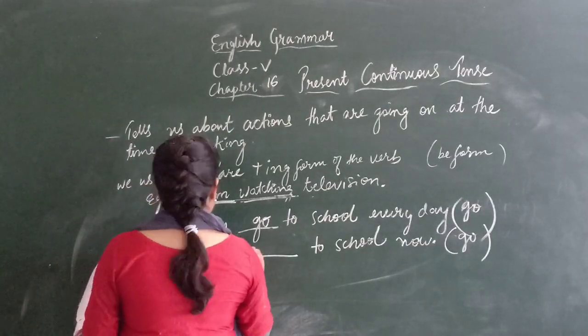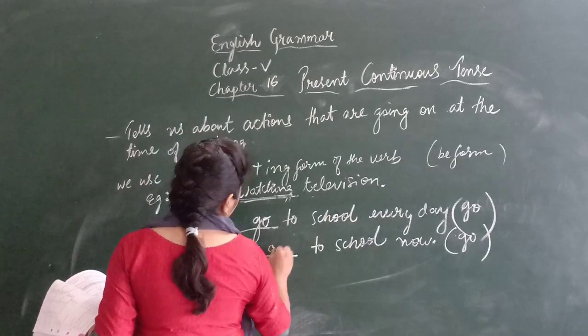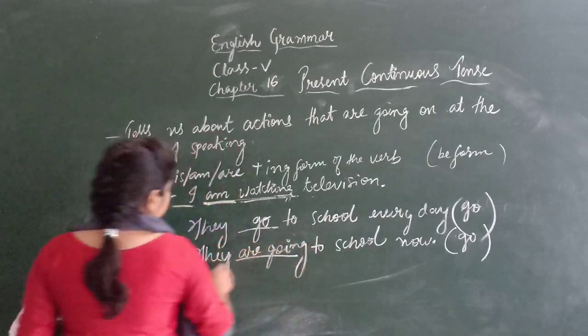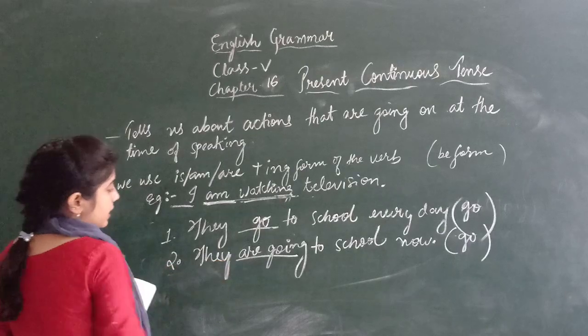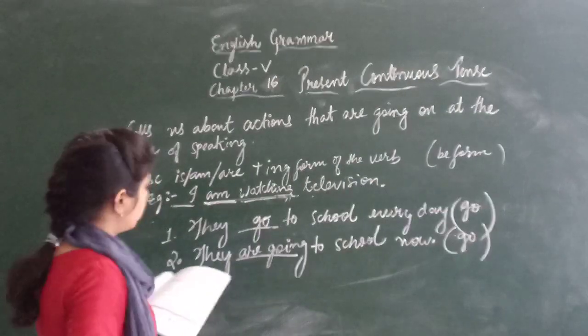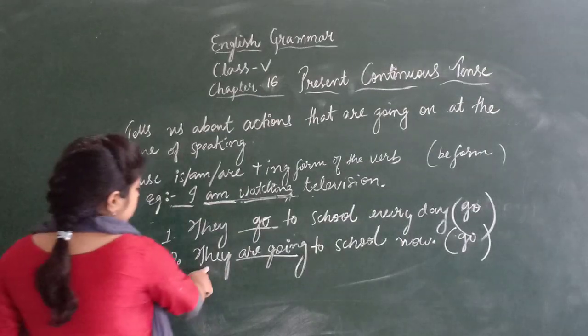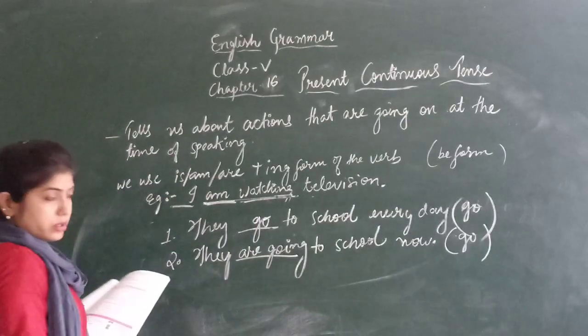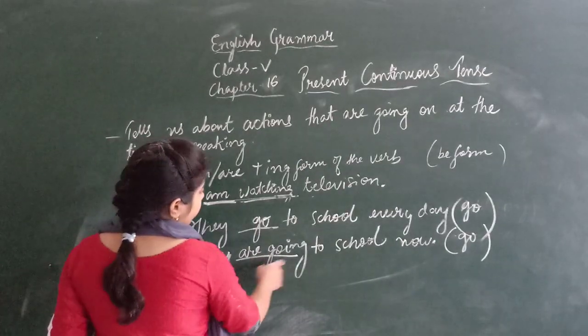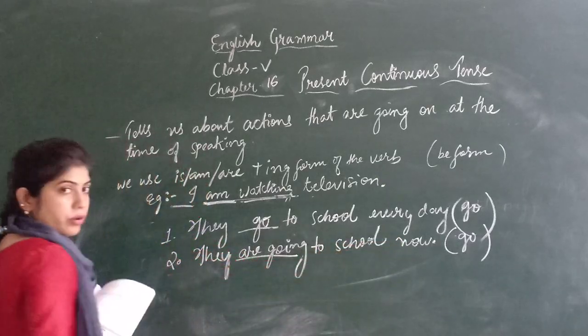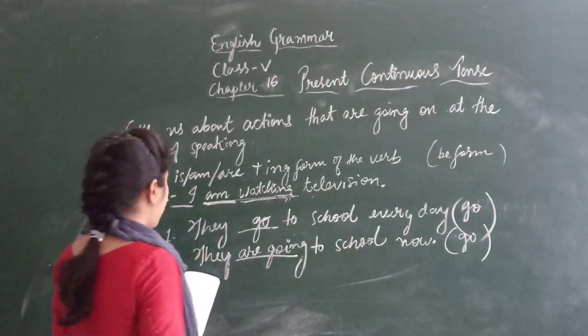They are going. They ke saath hum are use karte hain, singular hota to hum am use karte, agar yahan I hota. So it is given in plural form, third person. So they are going to school now, okay? They are going to school now.